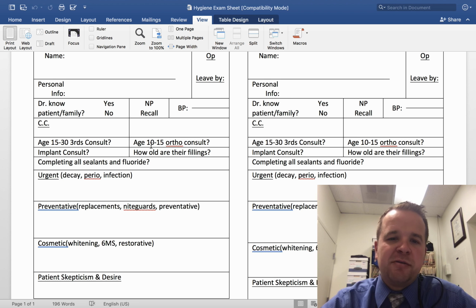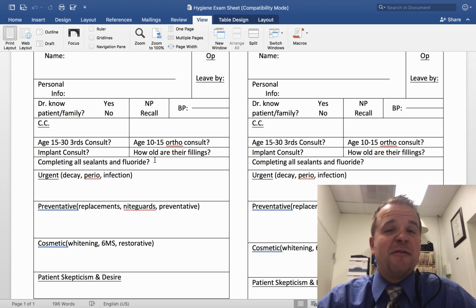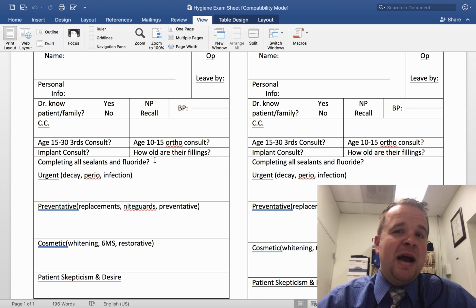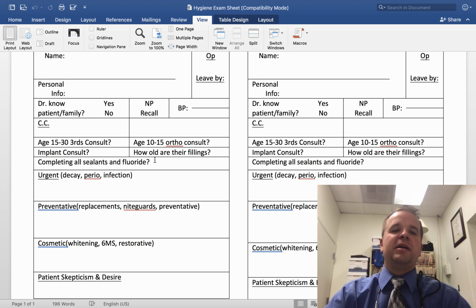Sometimes it's a good place to write down so that we can help the patient understand that sometimes the fillings need to be replaced every 5 to 10 years. So not necessarily always the case, but if something is really bad, it's a good segue for the patient to realize they need to be replaced.